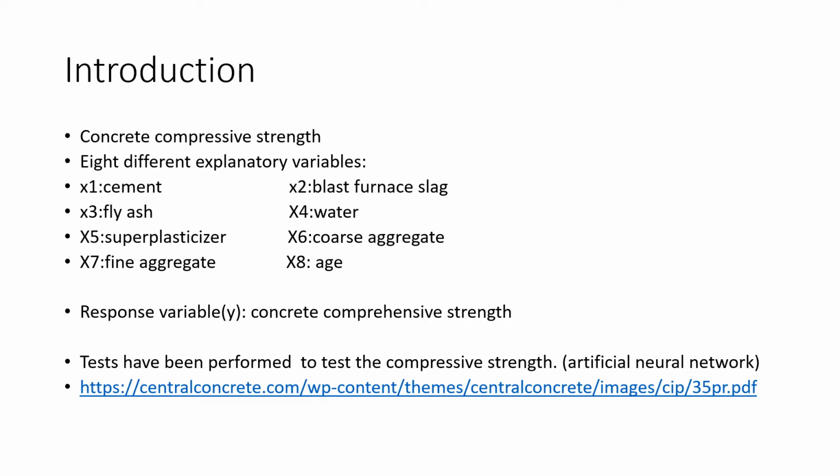Previous tests have been done to determine the compressive strength, which includes the artificial neural network. Now, this is used to develop models for a nonlinear system. Some of the explanatory variables for this model include sand, water-cement ratio, fine aggregate, coarse aggregate, silicon fume, superplasticity, and curing period. Later in this slideshow, we will be talking about the pros and cons of each different type of model.